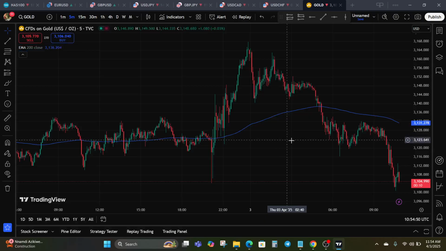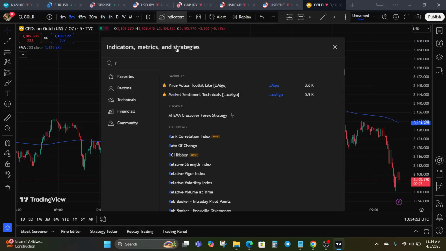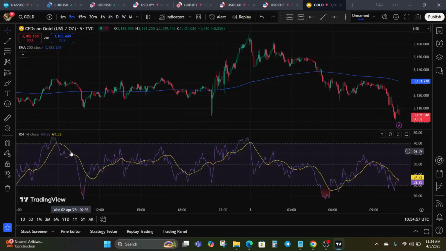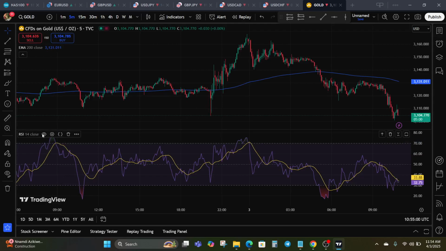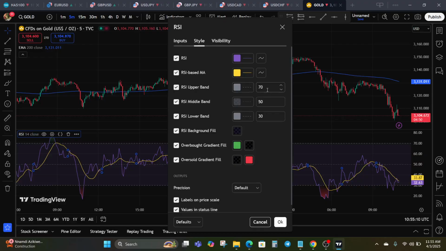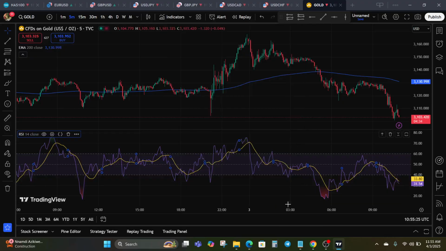And then we are going to be using the RSI, the relative strength index. We are going to set the period to 14. The default period is already 14. And then we are going to change the upper band to 60, not 70, and we are going to change the lower band to 40. It helps to confirm momentum shifts.